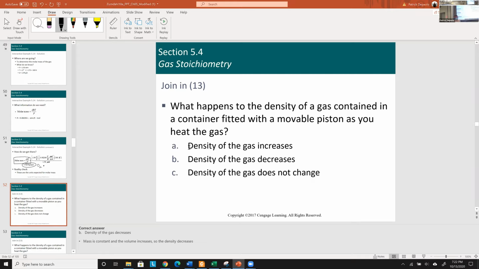So if you heat the gas in a piston, will the density increase or decrease? Well, it's a movable piston, so the pressure will stay the same. If you heat the gas, what's going to happen? In order to equilibrate the pressure, the piston will move up. What will that do to the volume? Increase it, right? So it decreases the density, right?